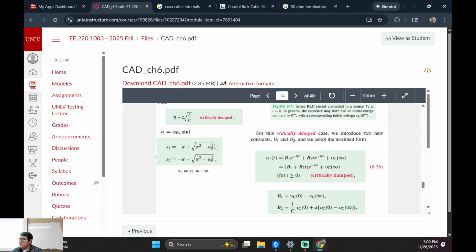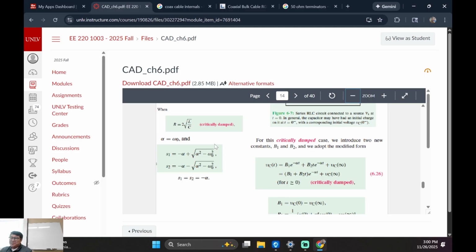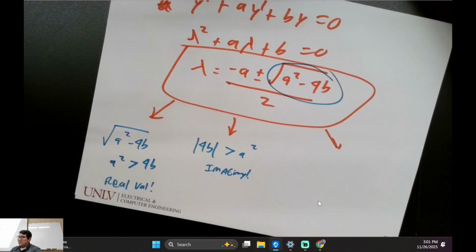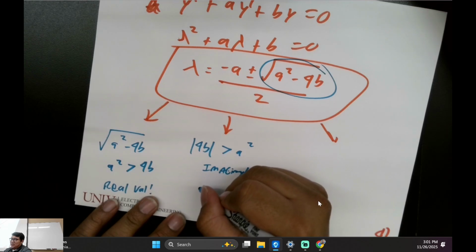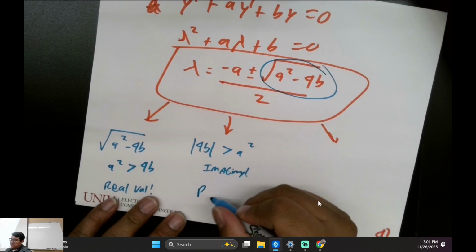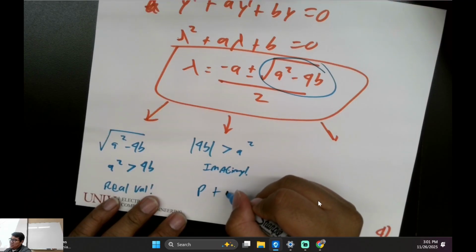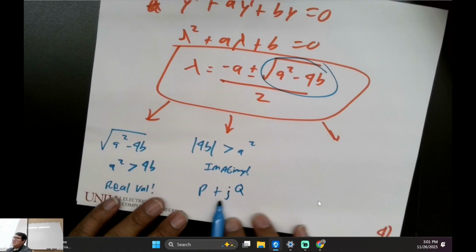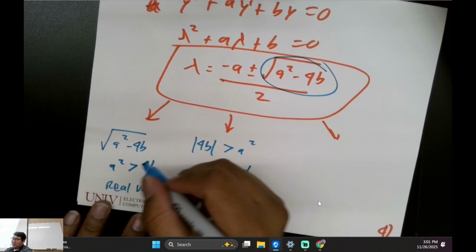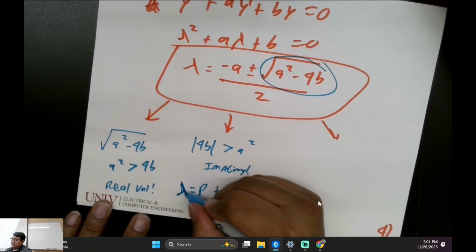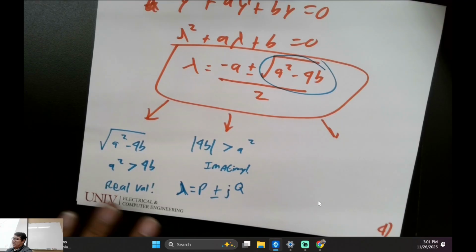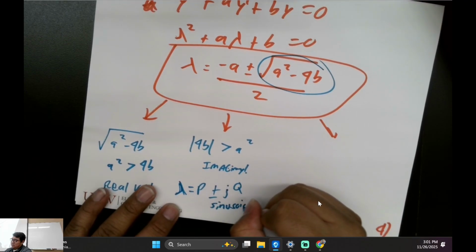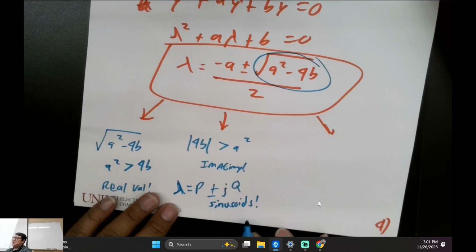Let me show you what I was trying to do. So this imaginary case, right? You're going to get some value, plus or minus j q or something like that. Someone's going to get mad at me for doing this. You're going to get two poles, plus or minus. Your lambdas are going to be a complex pole. Okay, so that means you're going to get some sinusoids. That's something you've got to know.